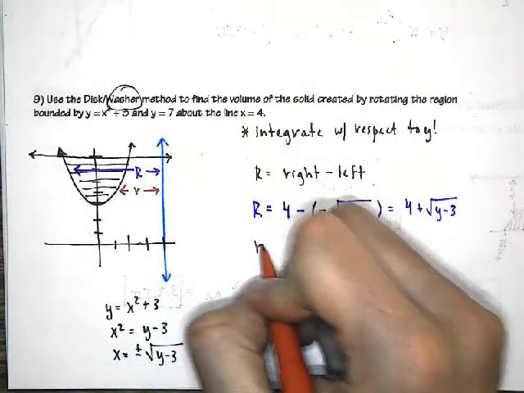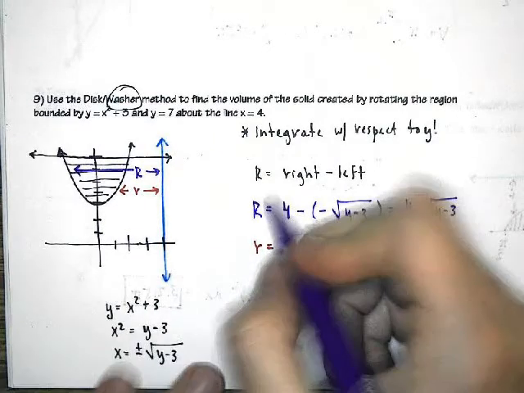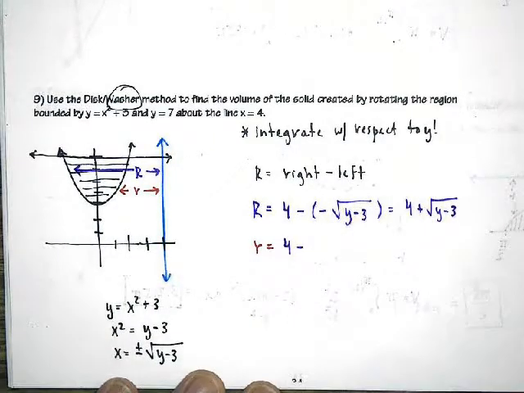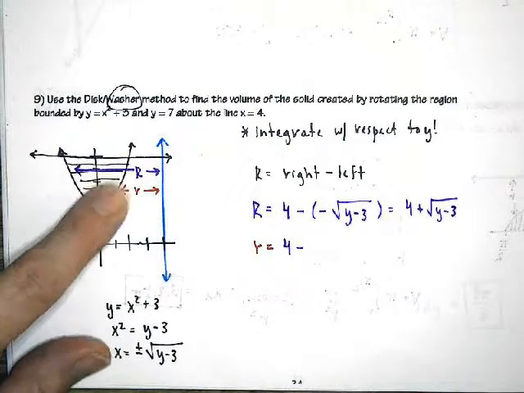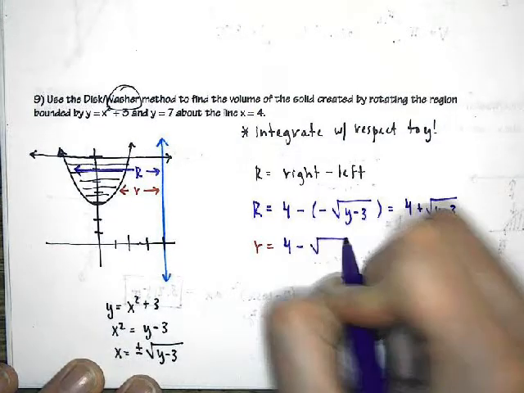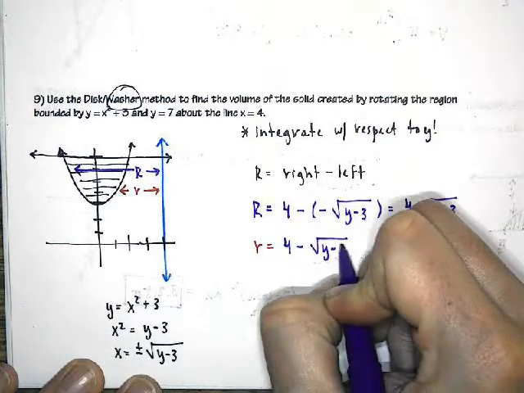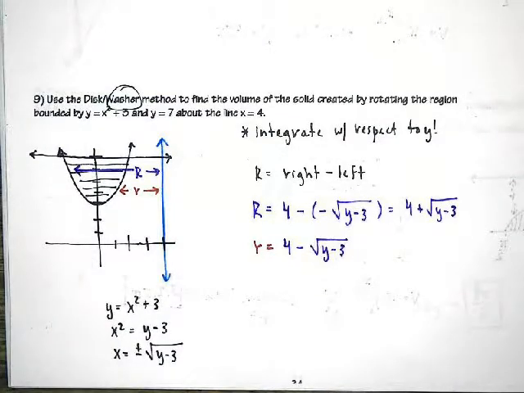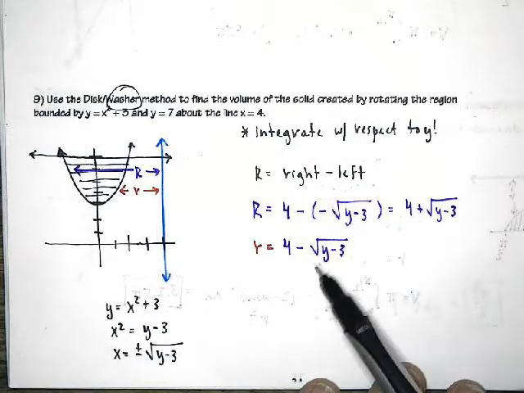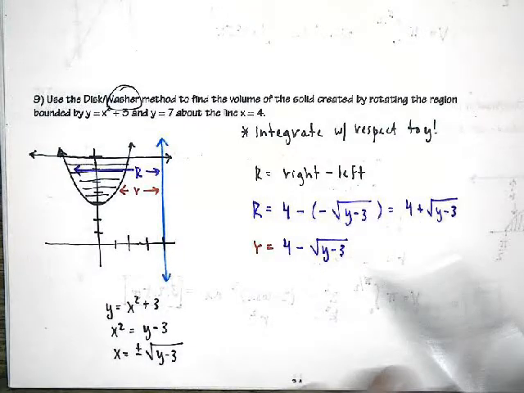Now, for my little r, my right boundary is still 4. And I'm subtracting, well, here my x's are positive. So I'm subtracting 4 minus root y minus 3. Oops, I don't know why I went back to purple. Sorry about that. Okay, so I've got both of my radii.